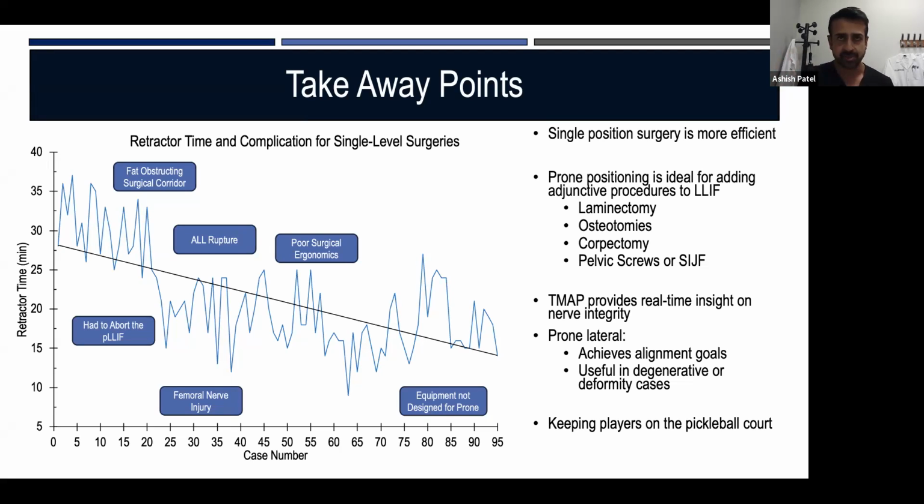Obviously, worse comes to worse and you're not able to place an implant because it just keeps spinning out anteriorly, don't put one in there. Go to the posterior lateral space, burr it out, place some bone graft, place some screws.